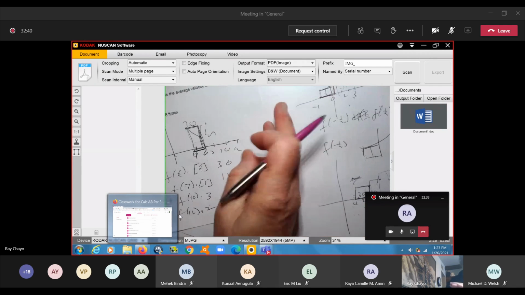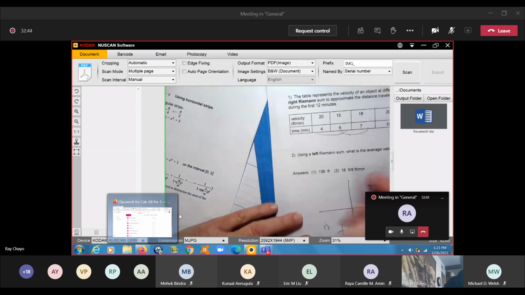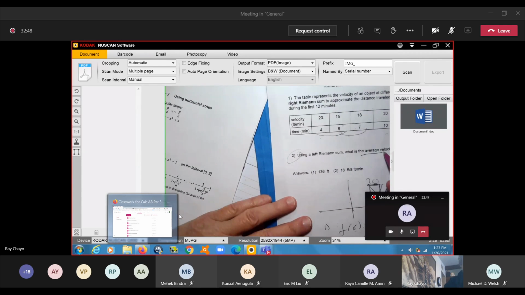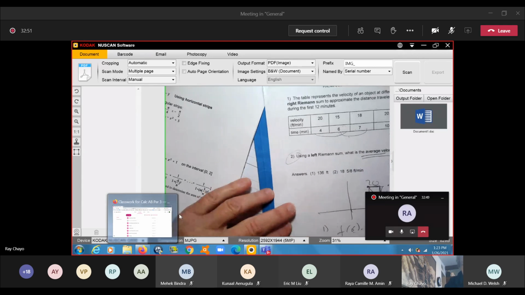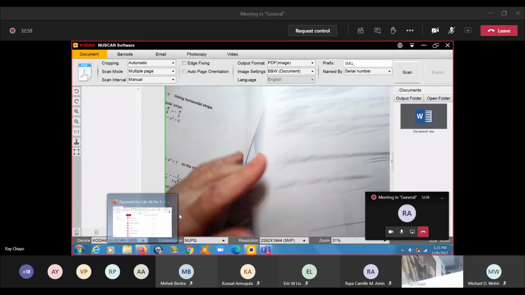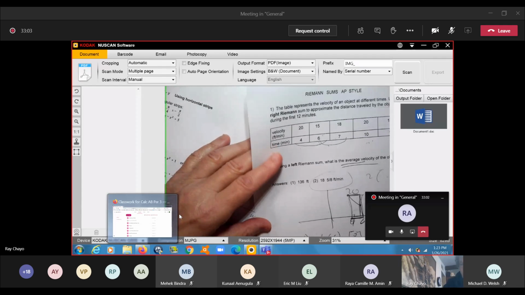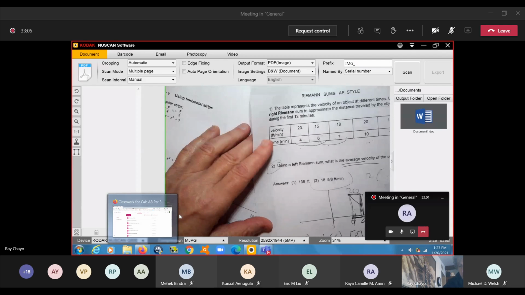So for practice, not for today, because we have to review, but to practice, try number 2. The left Riemann sum, what's the average velocity? And here's your answer. So they want to make sure that you don't always go 2 times f1, f2, f3, f4. You have to realize that they are rectangles, and each one has a different base.